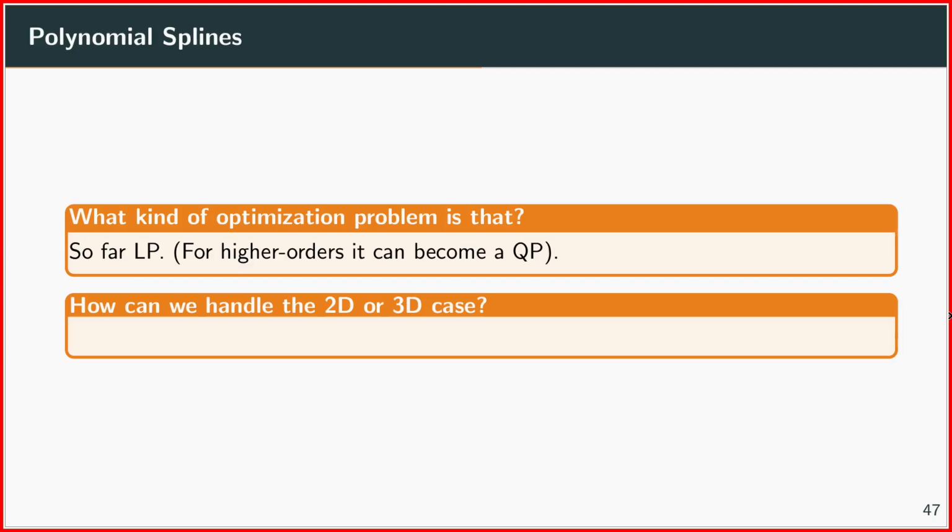Okay, one more question: how can we handle the 2D or 3D case? We split each coordinate into x, y, z, for example, and do it once for all the x parts, once for all the y, and once for all the z parts. Yeah, exactly. So you can do the optimization for each dimension independently.